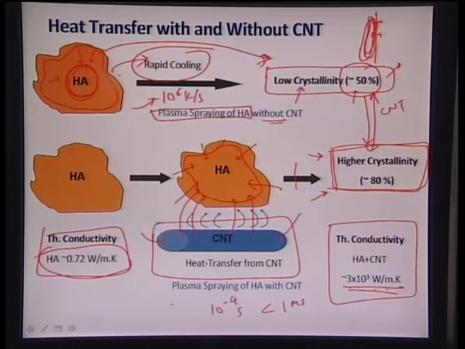That time should be sufficient for the CNT to capture the heat and release it back to the hydroxyapatite. This time is only available for hydroxyapatite to absorb heat during the plasma plume, and once it is settled onto the substrate, it does not have any heat left in itself, because all the heat is lost to the substrate. Whereas in presence of CNT, this time is sufficient for it to absorb enough heat, and then once it is impacted onto the substrate, it can release that heat back to the hydroxyapatite crystal, and therefore the overall crystallinity can be increased drastically.